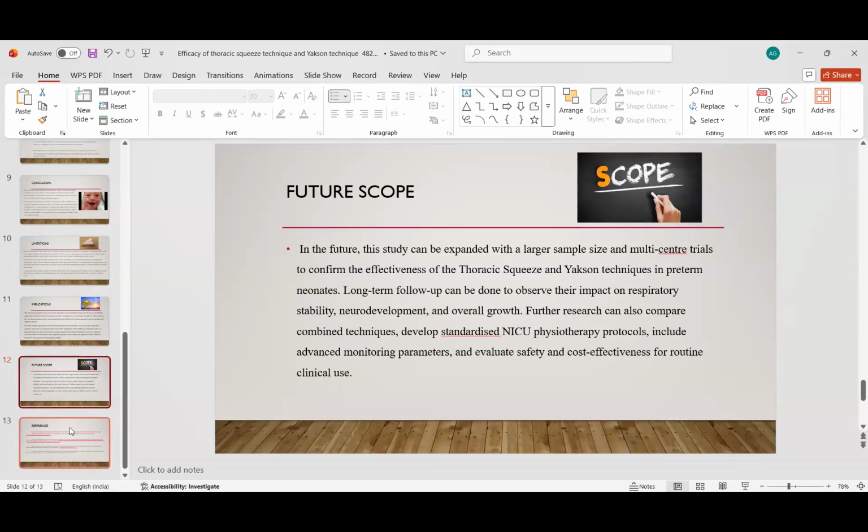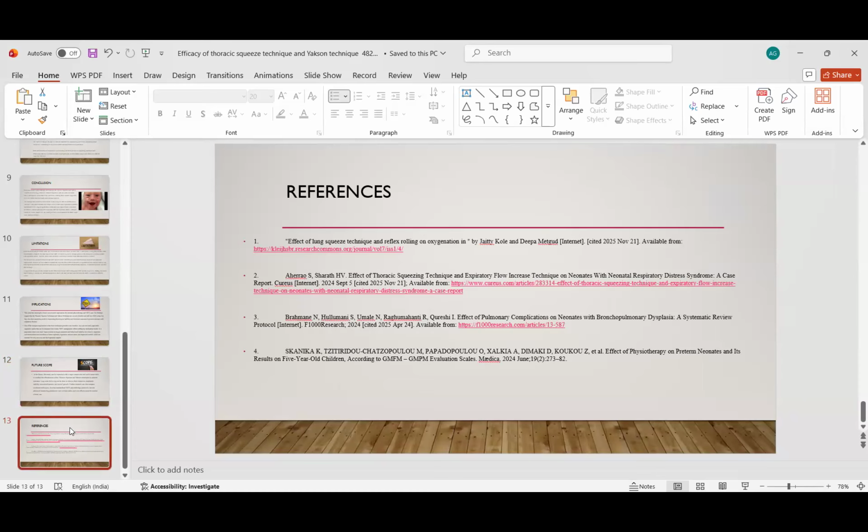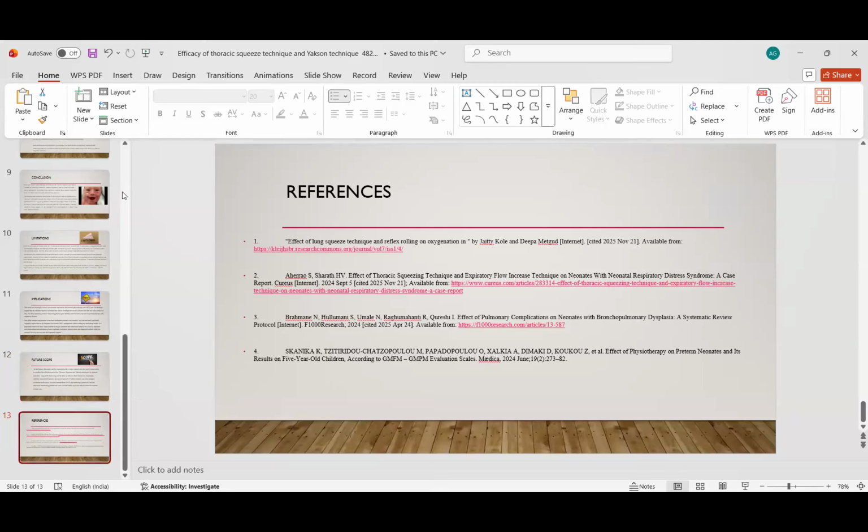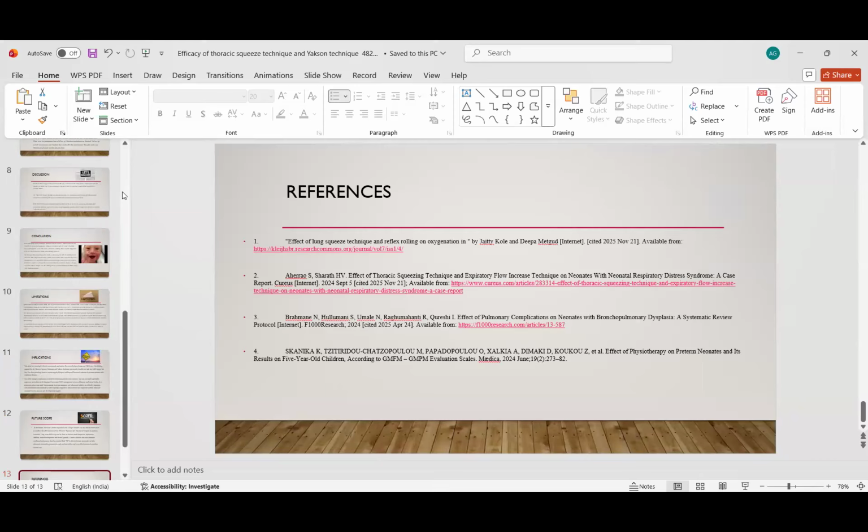So these are the references which I took. These references are advanced articles and recent articles. By this, I'm concluding my presentation. I'm looking forward to valuable insights and questions from the respected panelists. Thank you. I kindly ask our session chair to ask questions.